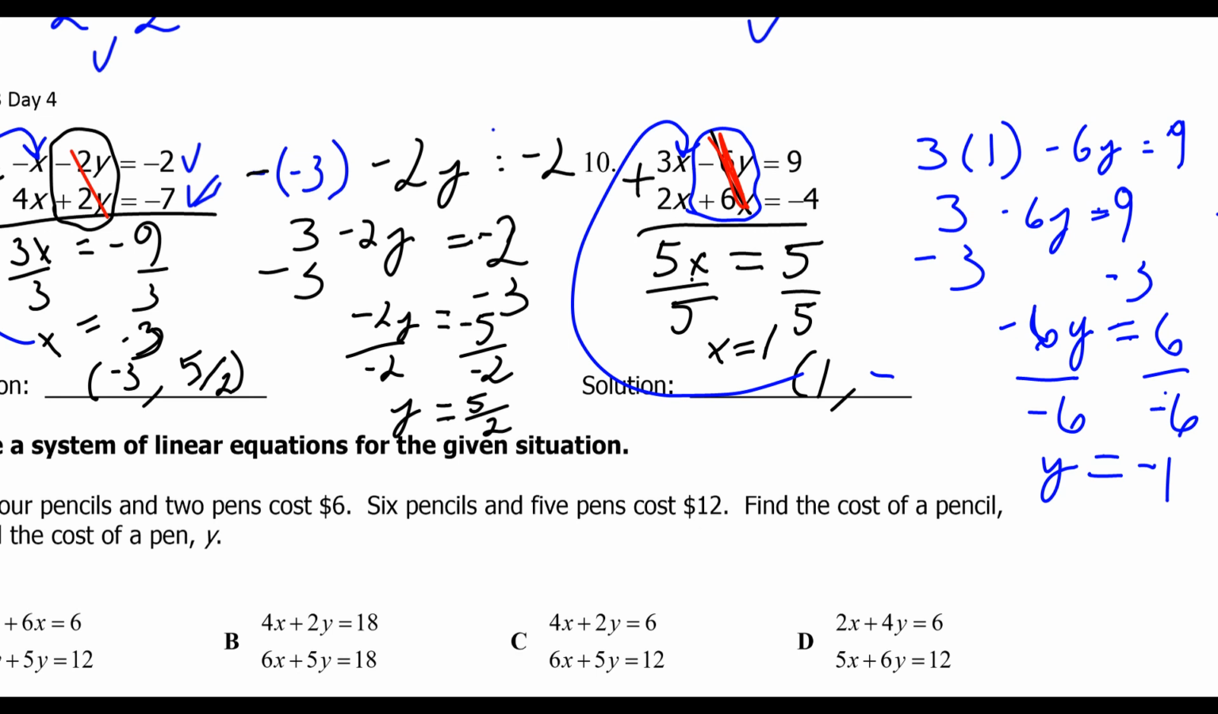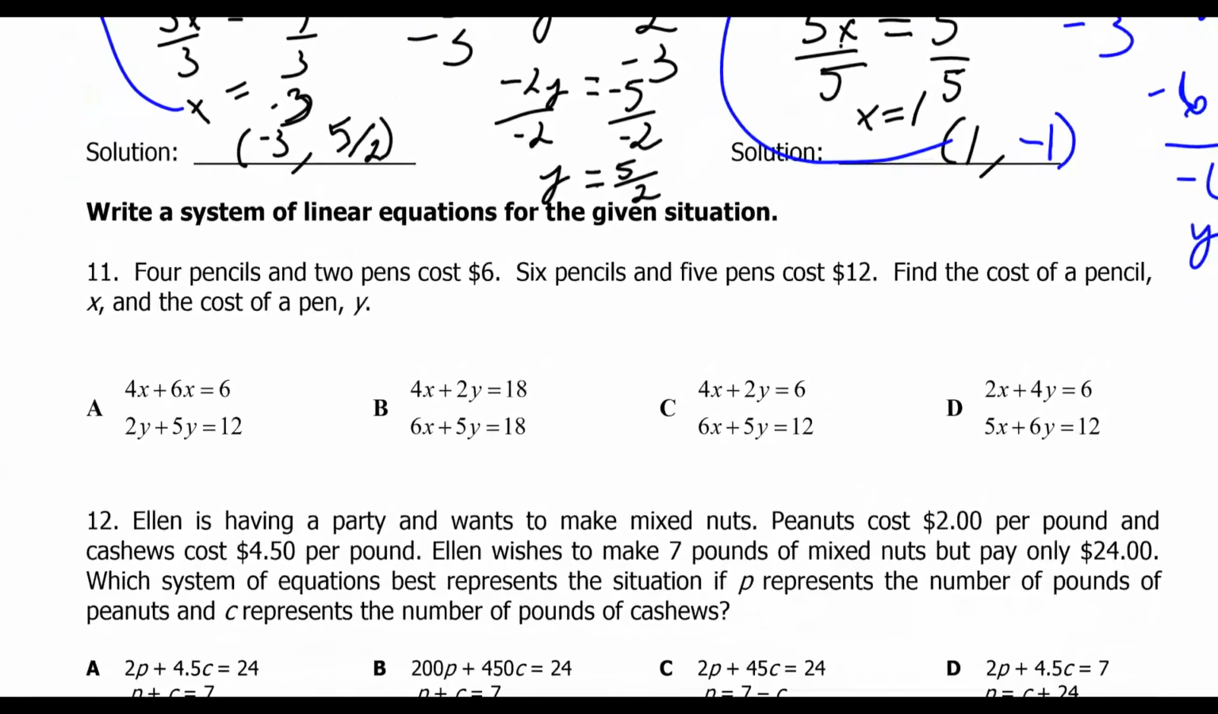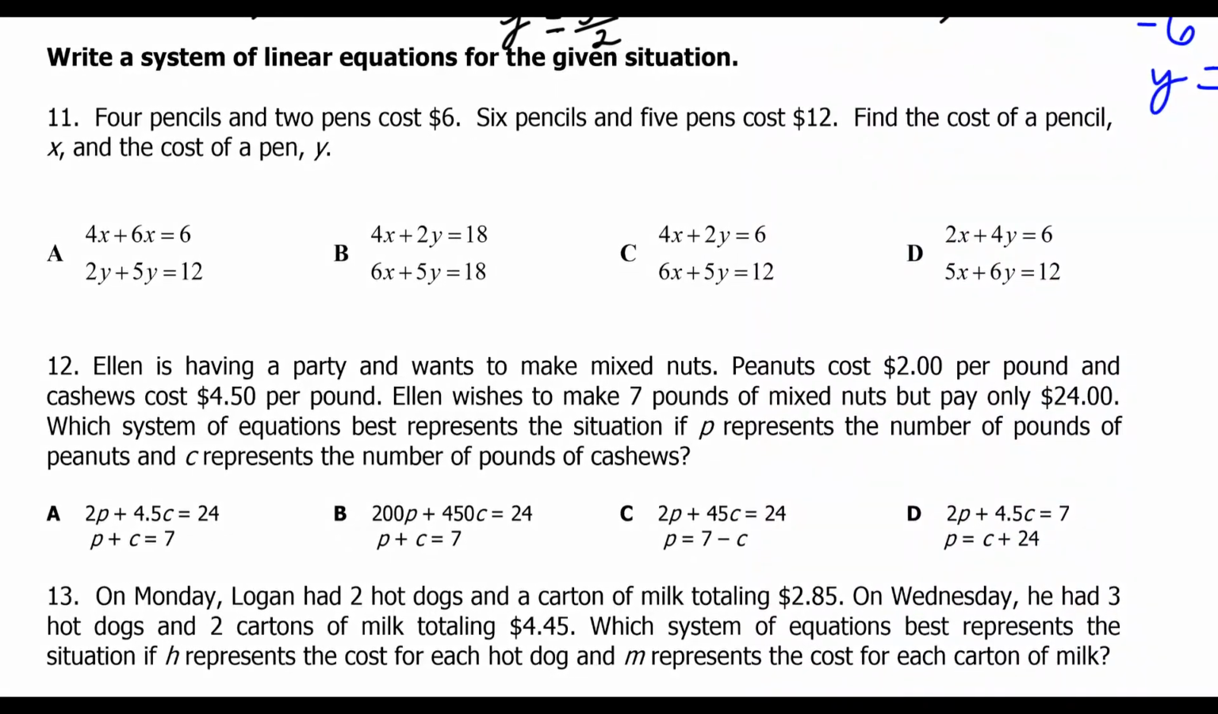Now, time for word problems. 4 pencils and 2 pens cost $6. 6 pencils and 5 pens cost $12. Find the cost of a pencil, X, and the cost of a pen, Y. Alright, so we're not necessarily going to solve these, but what we will do is set up a system of equations. All of our answer choices have systems of equations as them. That's what we need to do.